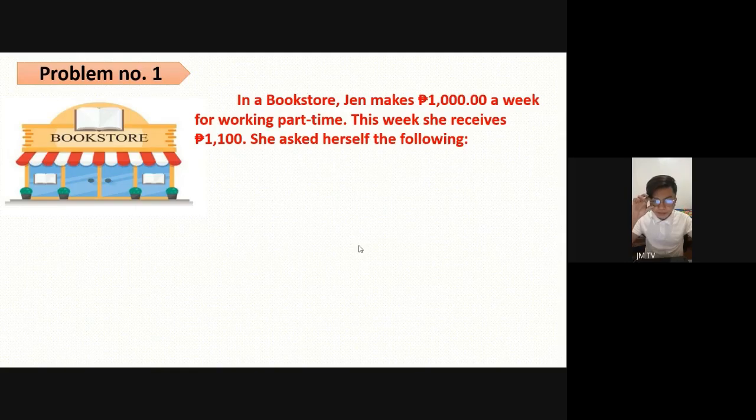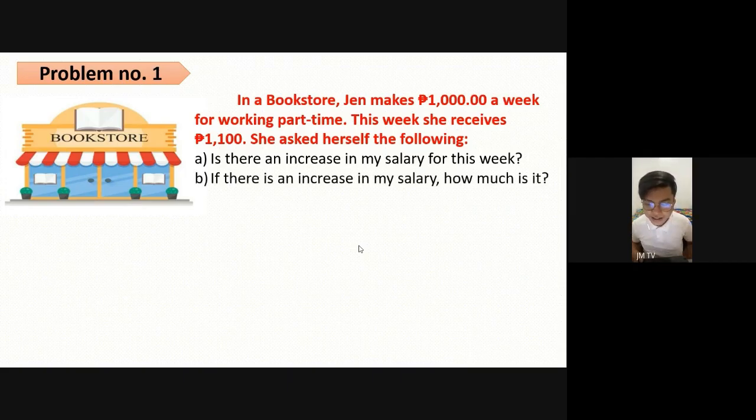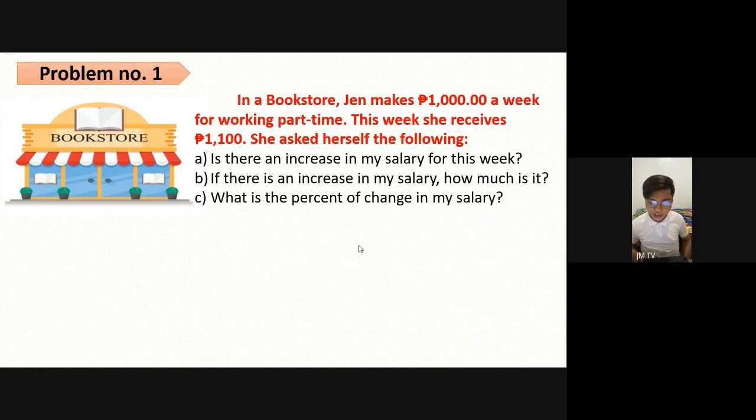Our problem number 1. In a bookstore, Jen makes 1,000 a week for working part-time. This week, she receives 1,100. She asks herself the following. Is there an increase in my salary for this week? If there is an increase in my salary, how much is it? What is the percent of change in my salary?